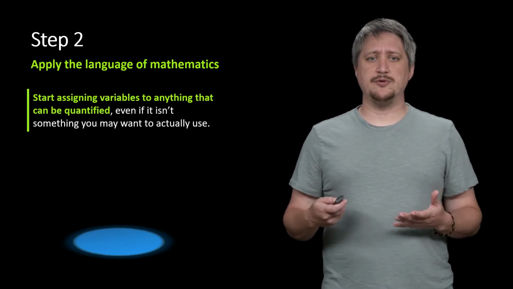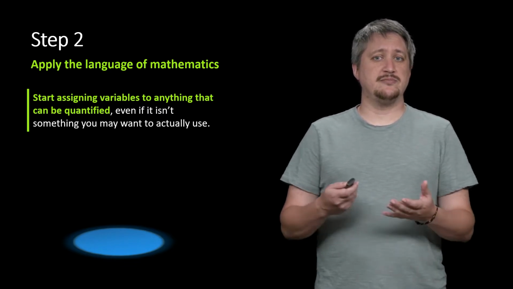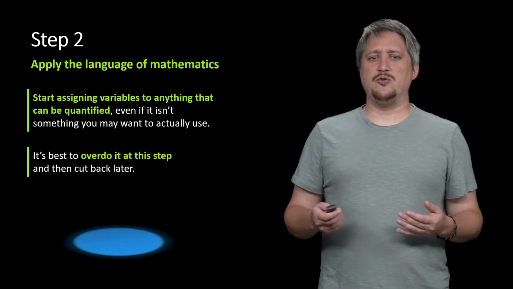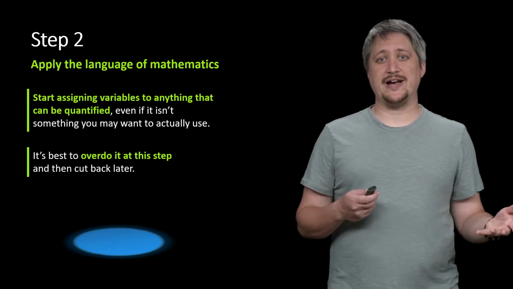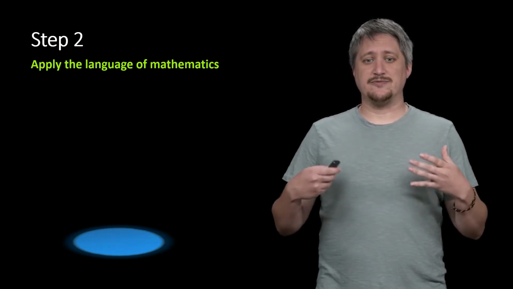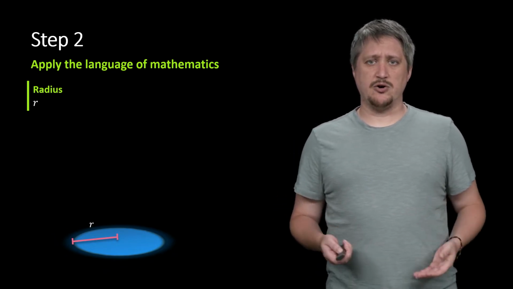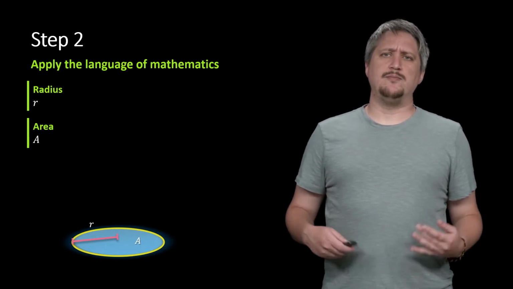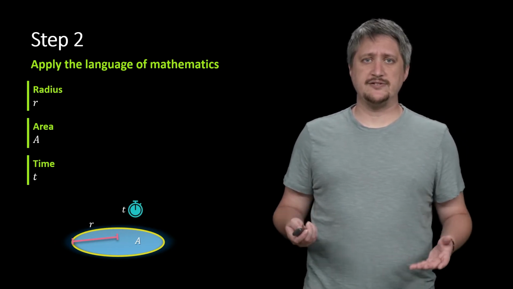So here, for example, our goal is to assign letters to all of these variables involved. In fact, it's even better to overdo it at this step and be able to cut back later than to try to backtrack and figure out what might be missing. So for our circular puddle, we're going to need some sort of radius, right? So we're going to need R. We're also going to need the area, right? The area came up. We talked about per minute, so time is a factor. So we're going to have a t lurking somewhere in here.